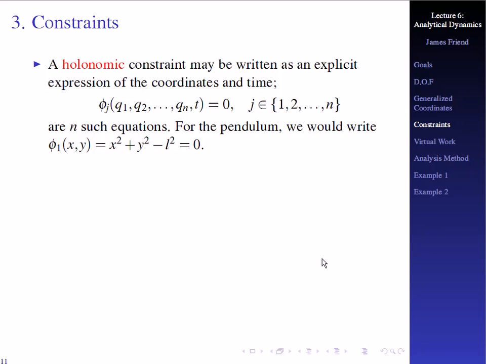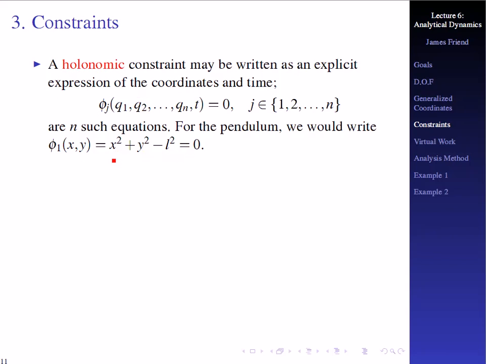It turns out that you can write interesting different things about how constraints are behaving, depending on how they're defined. And the reason that this is important is because it helps you figure out how you're going to solve the problem. First off, a holonomic, H-O-L-O-N-O-M-I-C, a holonomic constraint may be written as an explicit expression of the coordinates and time. So we can just write it out in terms of coordinates and time. So for example, for the pendulum, if we had the pendulum bob described by x and y, we could say that x squared plus y squared minus l squared is equal to 0.